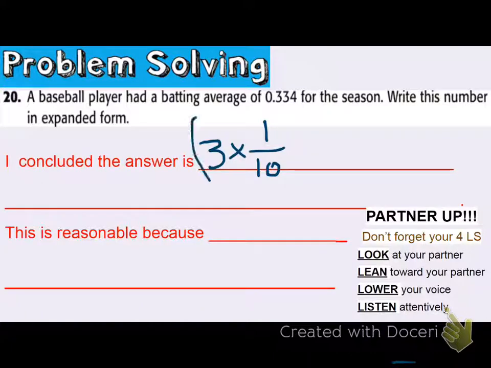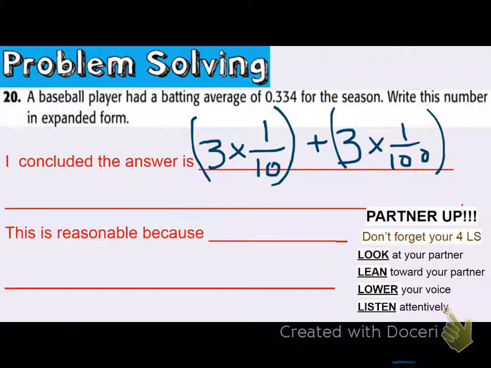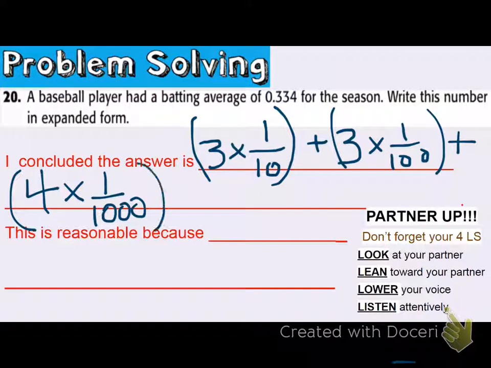Finally, or next, is another 3. And this time that 3 is actually in the hundredths place. So I'm going to show 3 times 1/100th, or 3/100ths. The 4, I have to have my addition sign, is in the thousandths place. So 4 times 1/1000ths will give me the value of the 4. My answer is reasonable because it shows the value of all digits. 3/10ths, 3/100ths, and 4 thousandths. 334 thousandths is reasonable in expanded form as written.